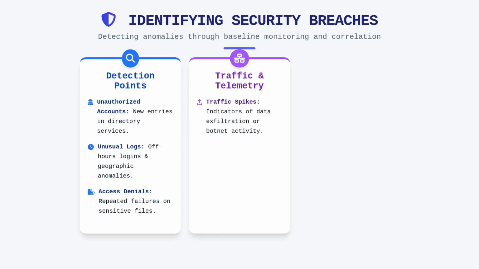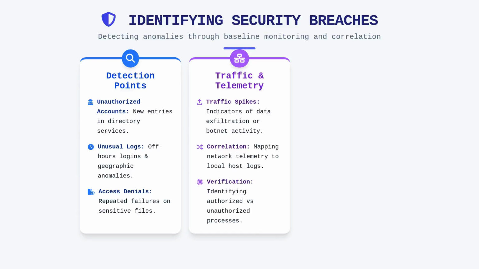Spikes in outbound traffic are perhaps the most telling signs of a potential exfiltration event or a server being utilized as a botnet node. When you notice anomalies in network telemetry, you should correlate this data with local host logs to determine if the traffic originates from an authorized process.